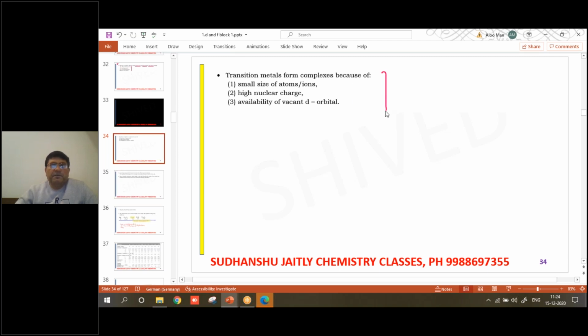Transition metals form complexes. You remember the coordination chemistry. Because of the small size of atoms or ions, they can attract the ligand. High nuclear charge, small size, high oxidation state, availability of d orbital.